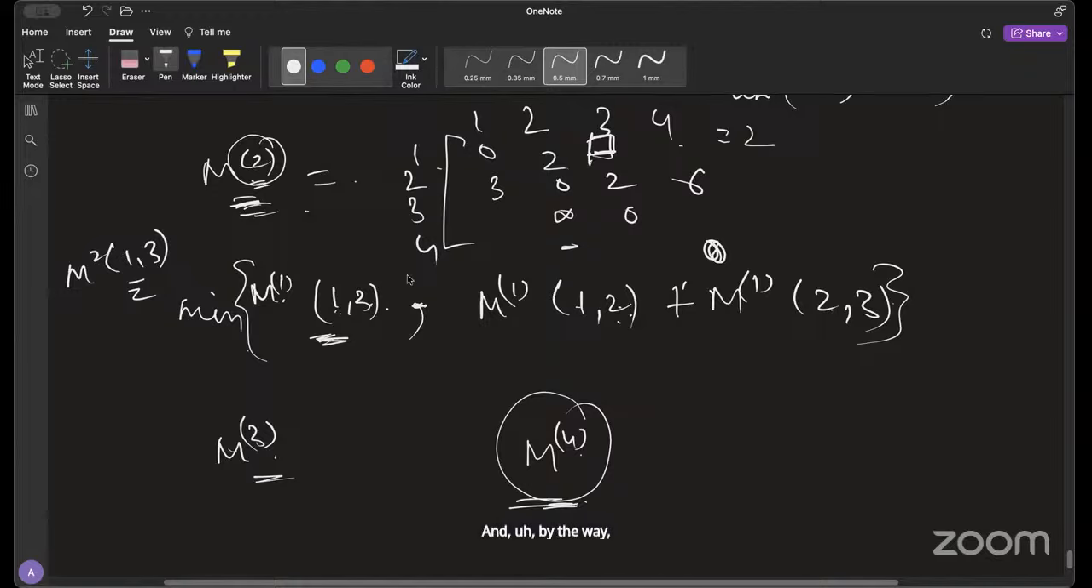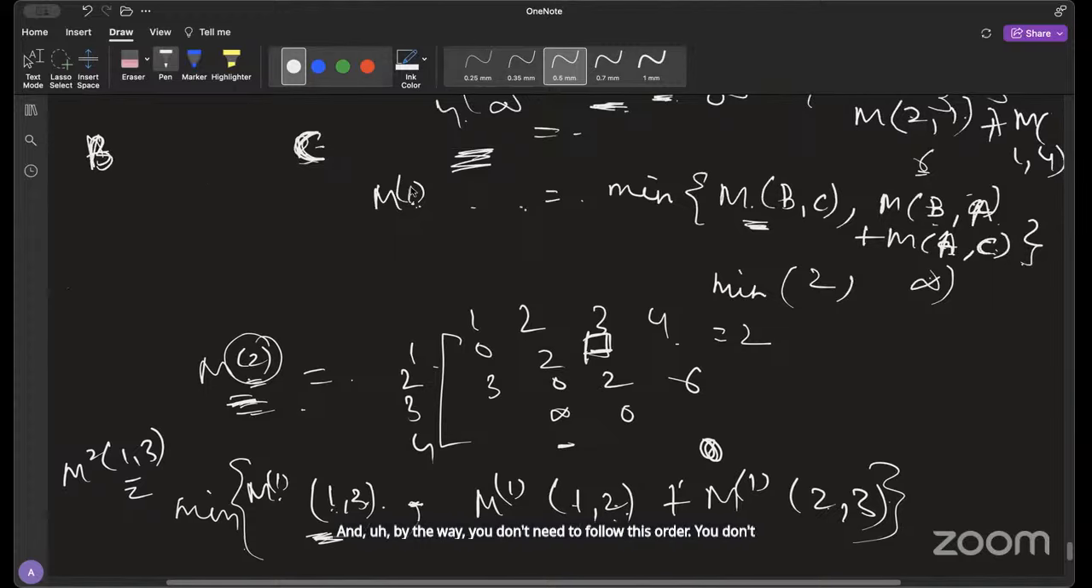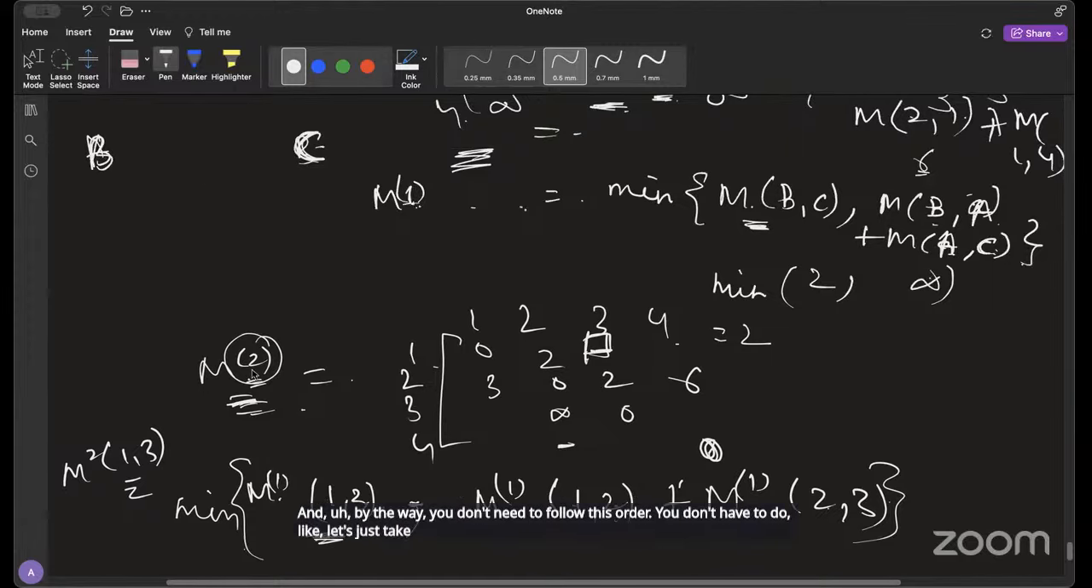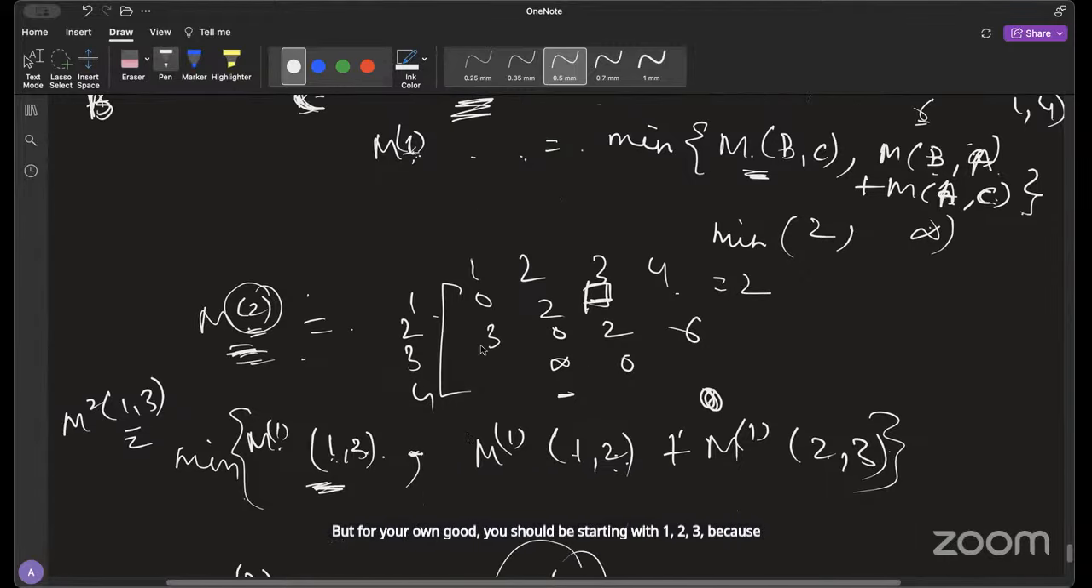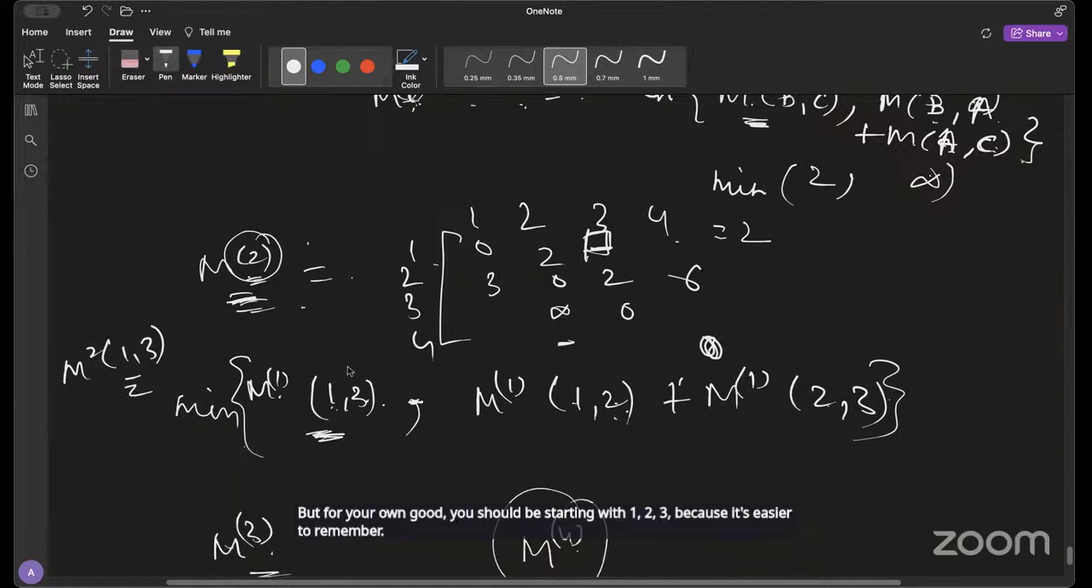And by the way, you don't need to follow this order. You don't have to take 1 first, then 2. You can start with some other vertex. You don't have to start with vertex 1, then 2, then 3, then 4. You can do 2 first, but for your own good, you should start with 1, 2, 3 because it's easier to remember, doing it in ascending order. Is that all right?